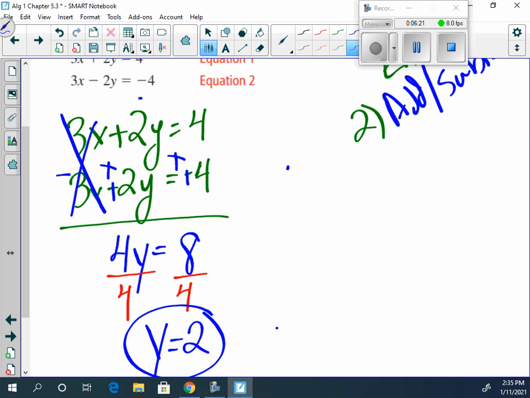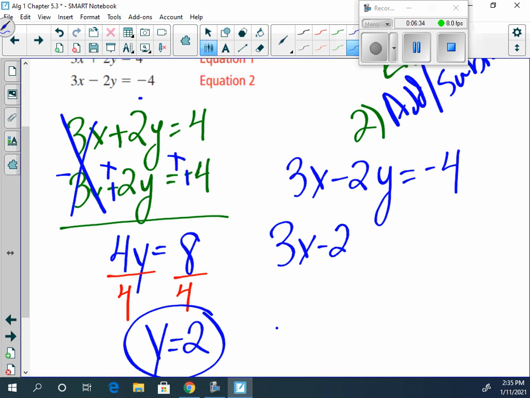I could pick either one of these equations. So 3x minus 2y equals, I can pick this equation. Well, we know what the value of y is, yes? Plug it back in. And we're going to solve for x.